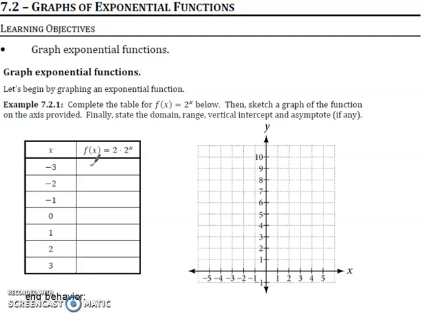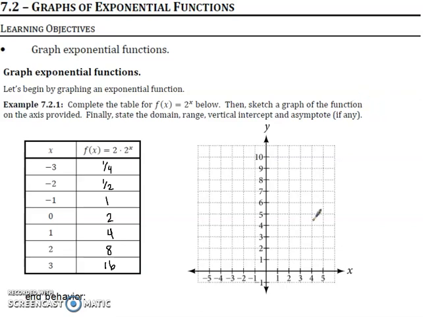When I plug in a -3, I get 2 times 2 to the -3rd, or 2 times 1/8, which reduces to 1/4. 2 times 2 to the -2nd power is going to simplify to 1/2. 2 times 2 to the -1st is going to simplify to 1. 2 times 2 to the 0 is 2. 2 times 2 to the 1st is 4. 2 to the 2nd times 2 is 8. And 2 to the 3rd times 2 is 16.